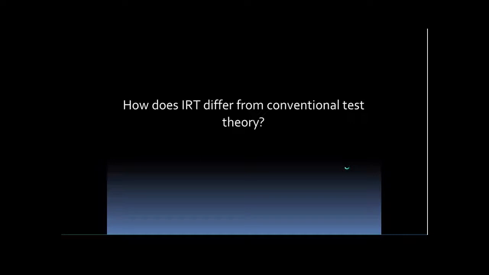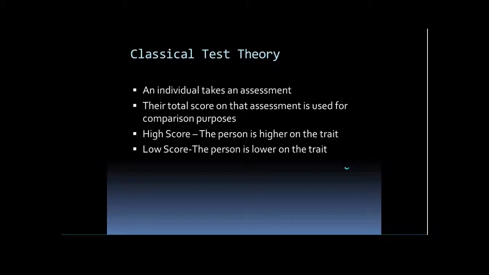Okay, so how does IRT, item response theory, differ from conventional test theory? So in classical test theory, this is what we all did through grammar school. Most of us did most of our tests through high school and college also. You take a test, and we look at the score, and we compare people based on their raw score, right? If you have a high score, you're higher on the trait, low score, you're lower on the trait. I get 90%, I get an A, 80% B, etc.